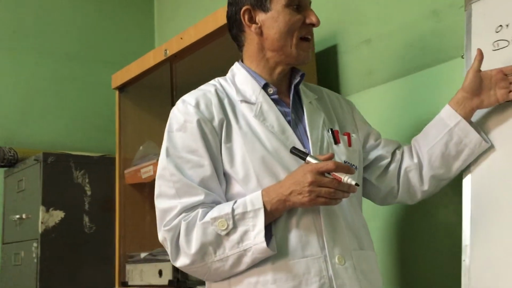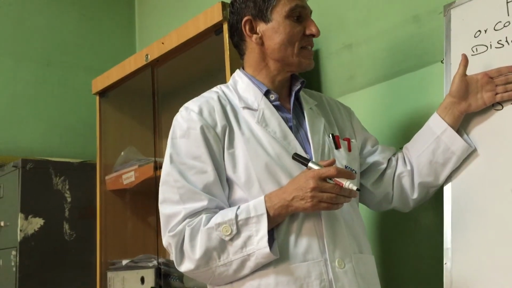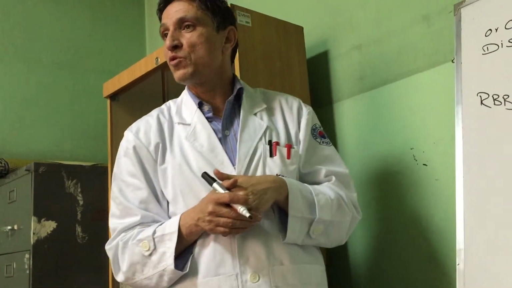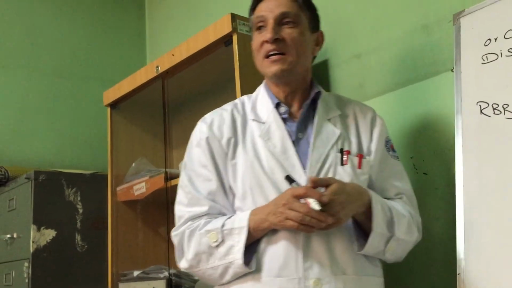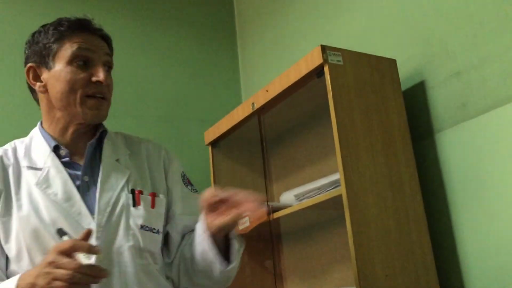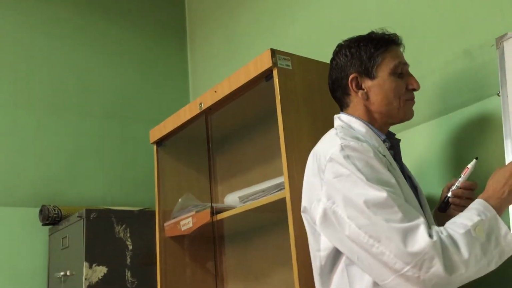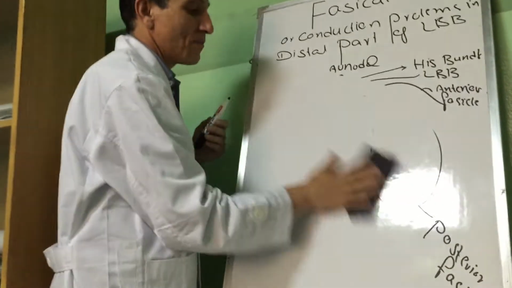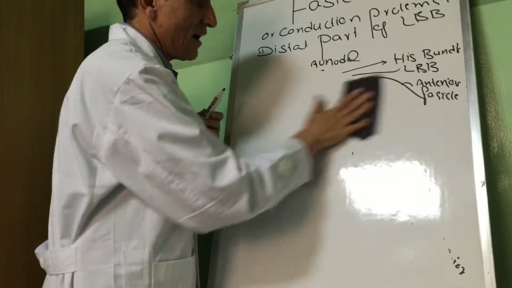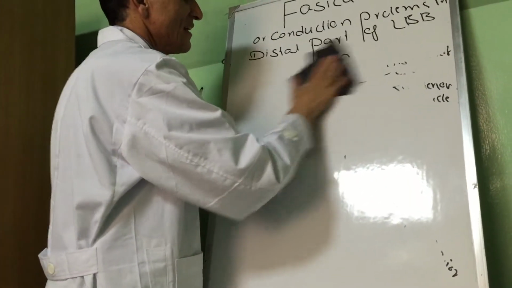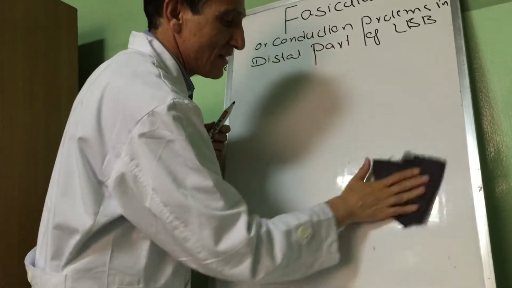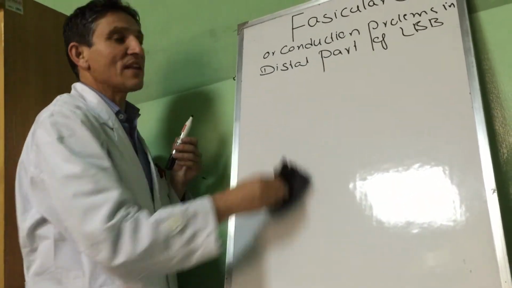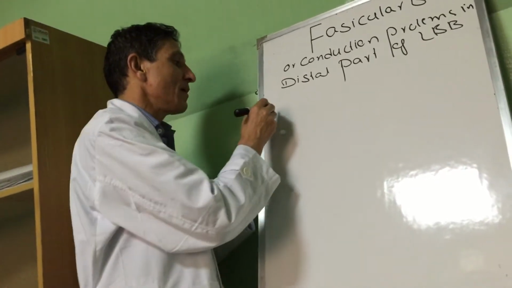After the anatomy of the His bundle branches, now to know more the concept of the fascicular block, three basic principles of the ECG are very important. These three basic principles, which are very important to know the concept of fascicular block, we are explaining now. Principle number one.